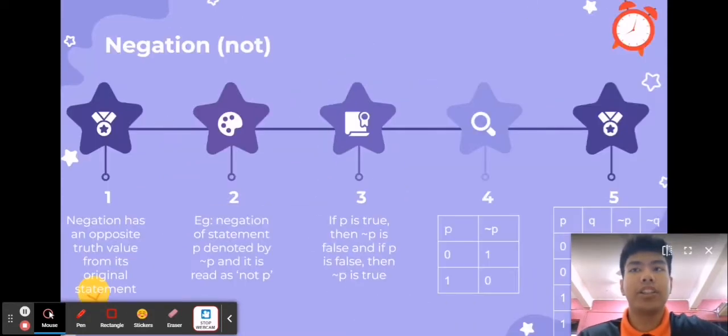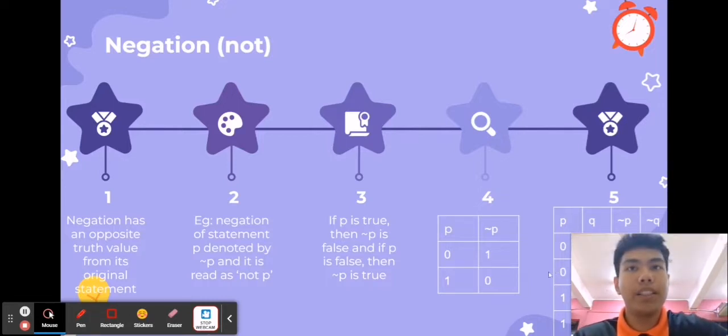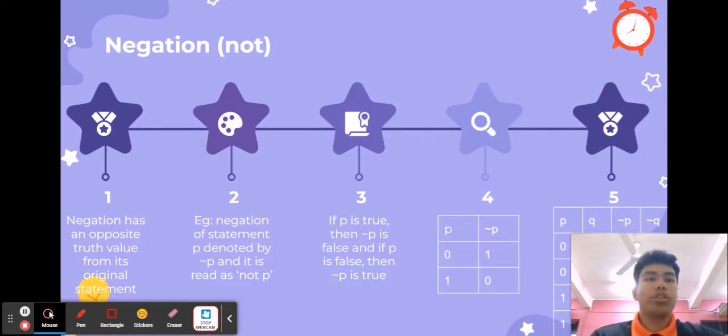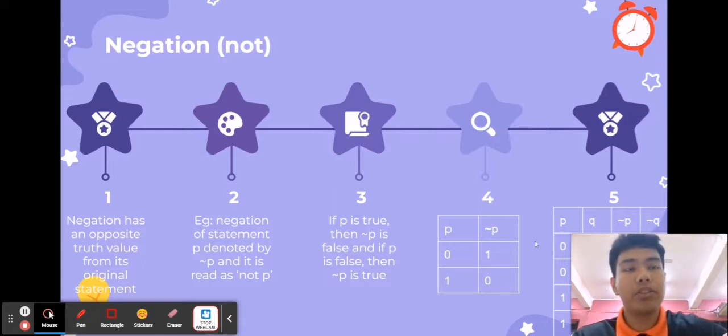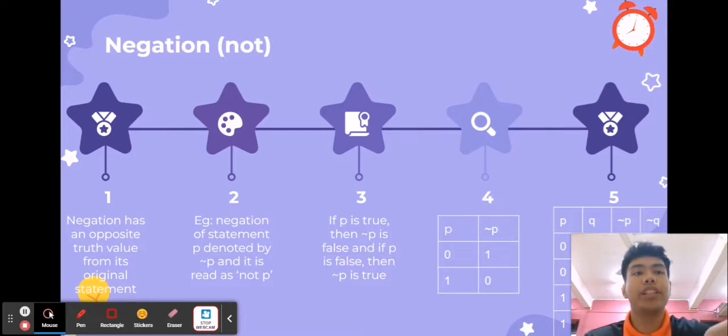And negation. Okay, from the negation, we know that it is the opposite of the original statement. For example, the negation of a statement P is denoted by ¬P and it is read as not P. If P is true, then not P is false. Then if P is false, then not P is true. From the table here, we can see that if P is 0, then not P is 1, and if P is 1, then not P is 0. We need to know that negation has the opposite value from the original statement.